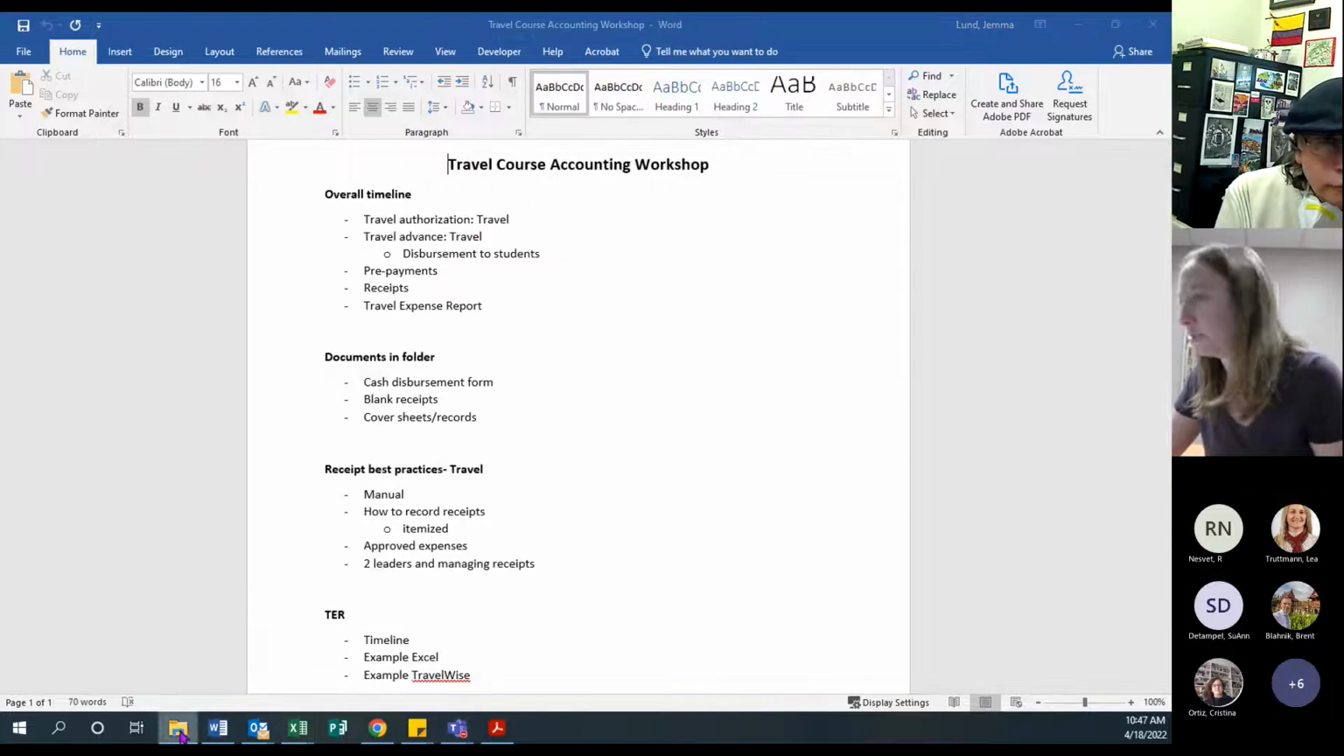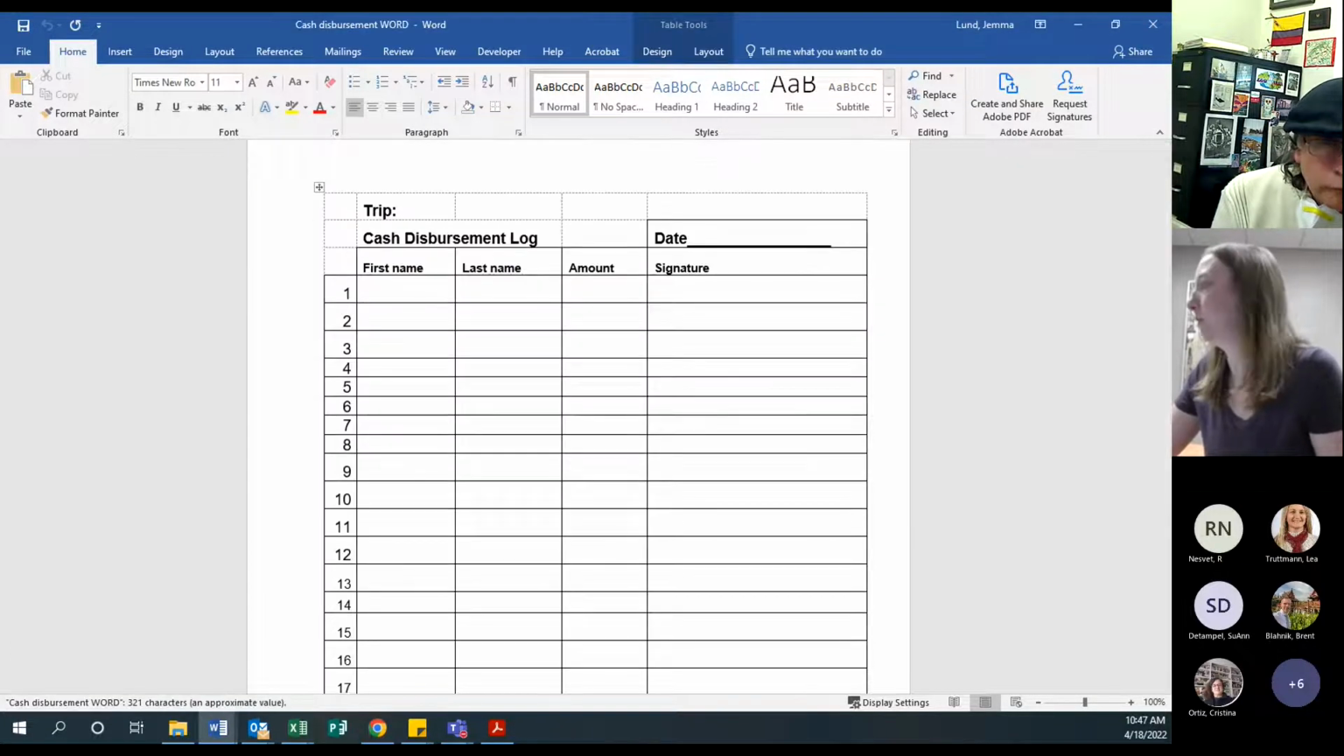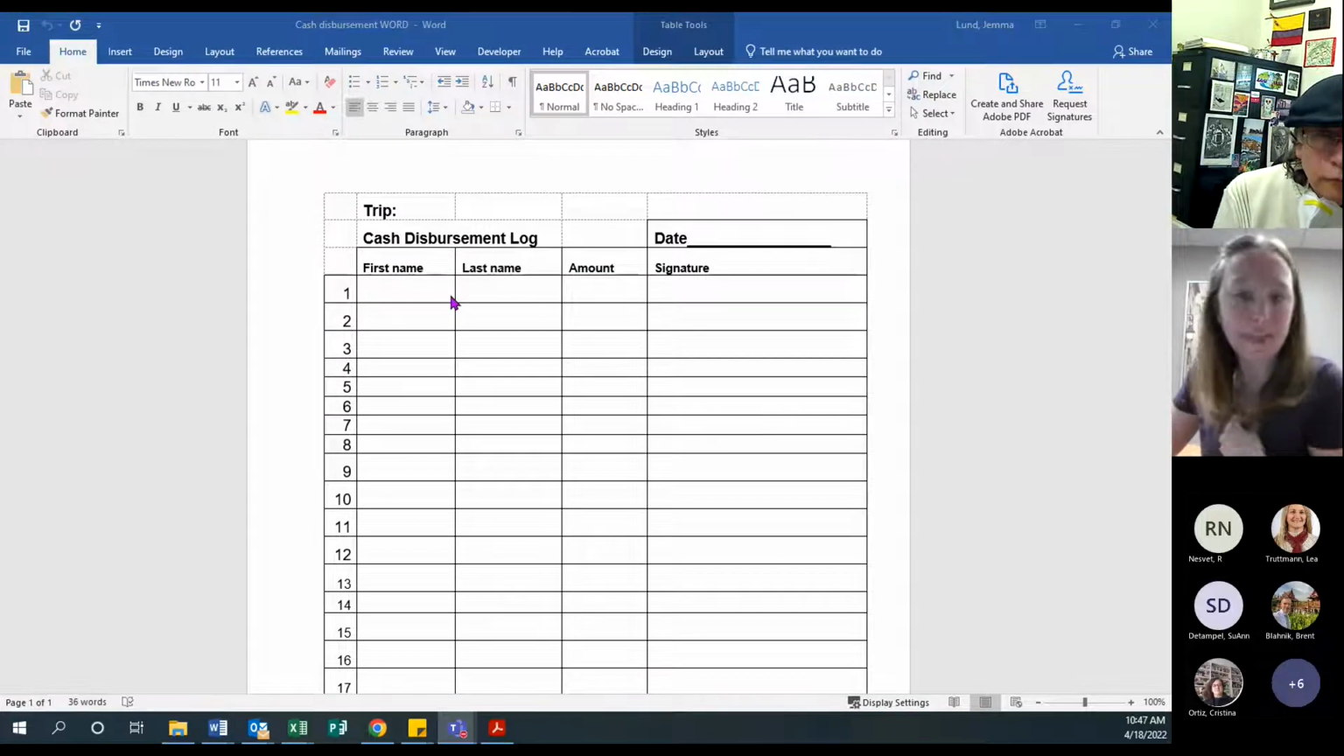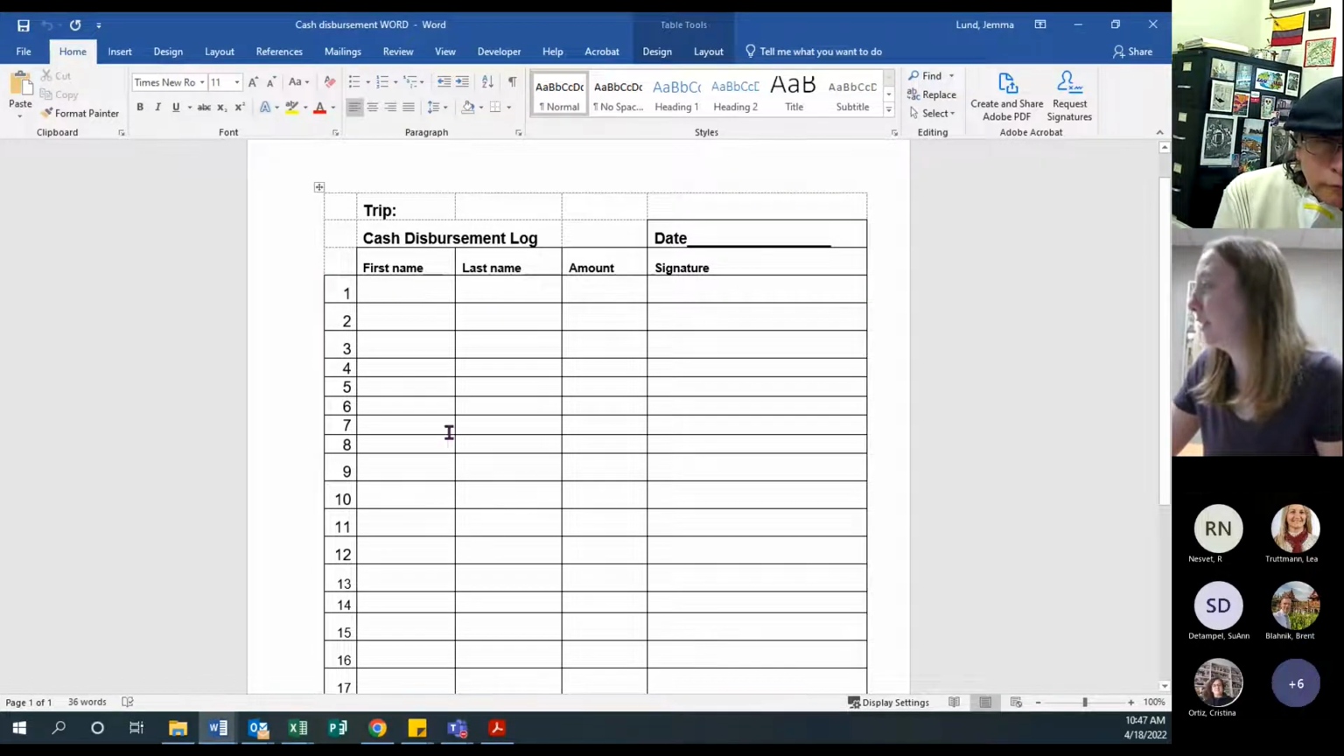And let me show you that expense report as well. Let's see here. Here we go. So this is that cash disbursement log I was telling you about. If you're giving money to students and to yourself at the beginning of the program, or a second time during your program, you'll get a sheet that already has the names listed on here, and then you can put the amount, and then everyone signs off on it.